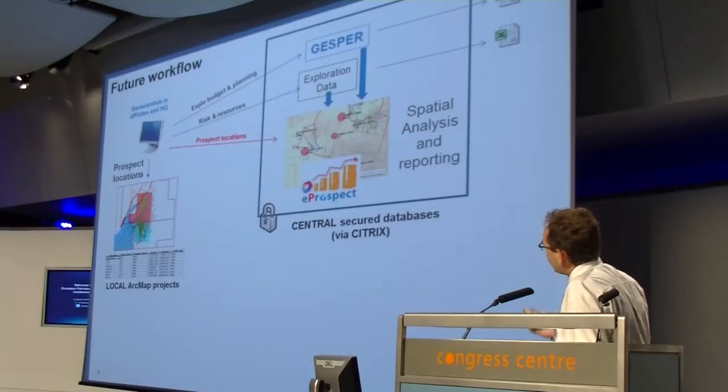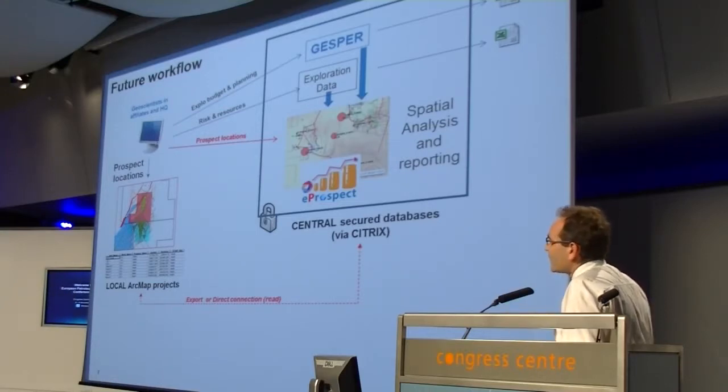And after they do this matching between the shapes and the database or the prospects, then it's possible to do a spatial analysis and reporting. And from eProspect, if you activate the secure connection to the server in Paris, then you will be able to have a direct connection to this database within ARMA, for example, or use the master services or export an MXD project from eProspect.